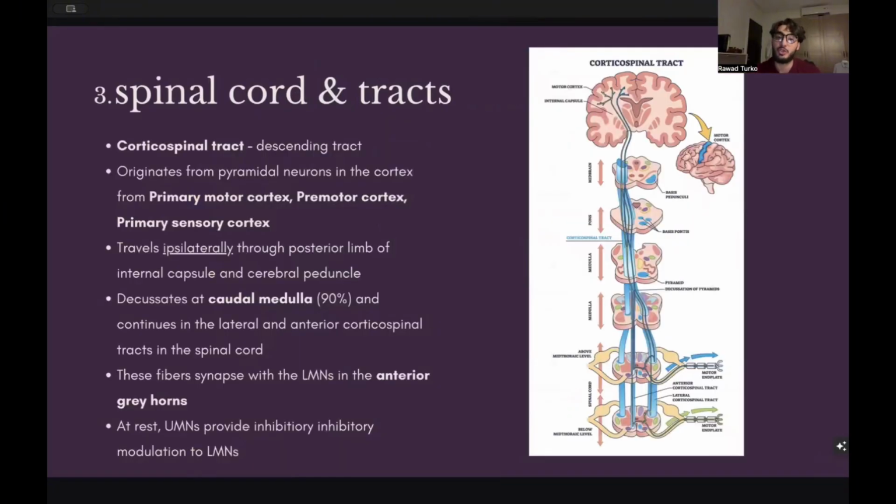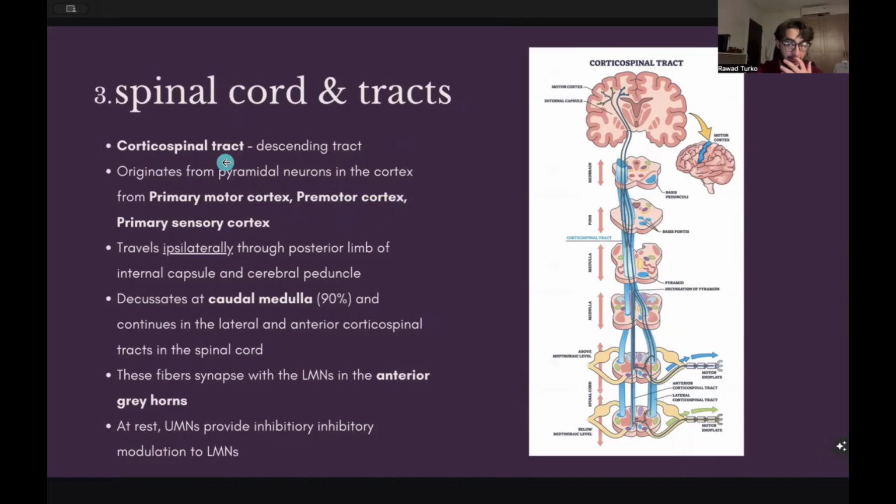Now we're going to move on to the tracts of the spinal cord, and this is where the bulk of this lecture is going to be spent. We're going to talk about the first tract, which is arguably the most important descending tract, your corticospinal tract. We know that it's for movement. So with the corticospinal tract, you should know that it's just for movement.